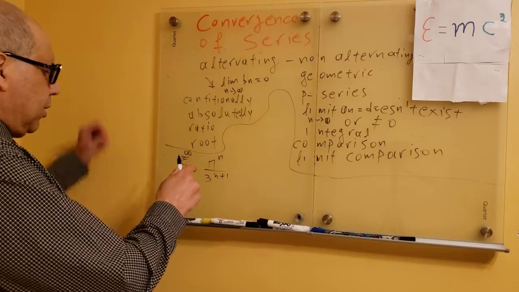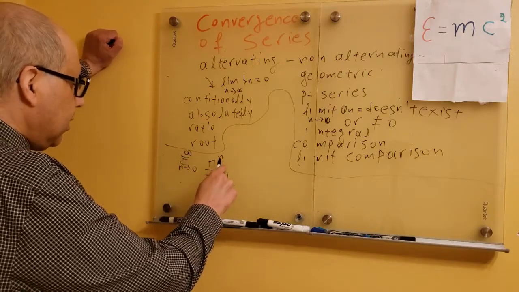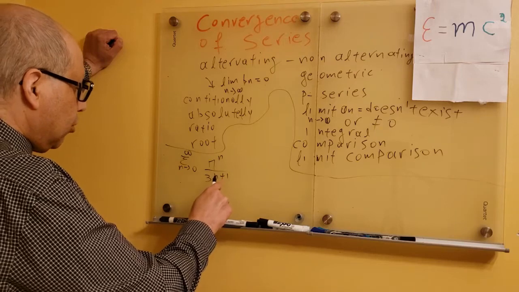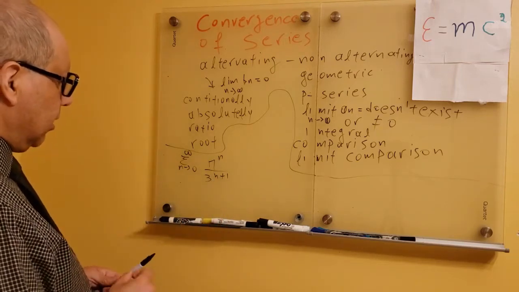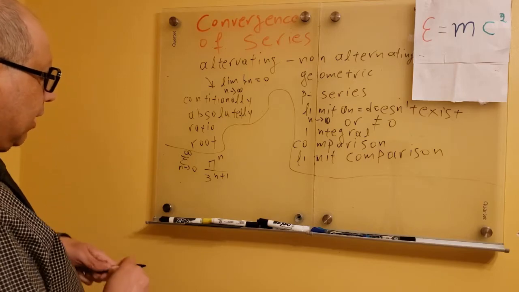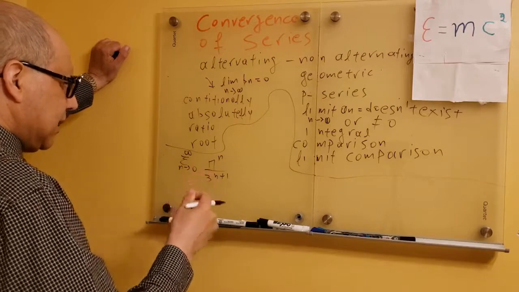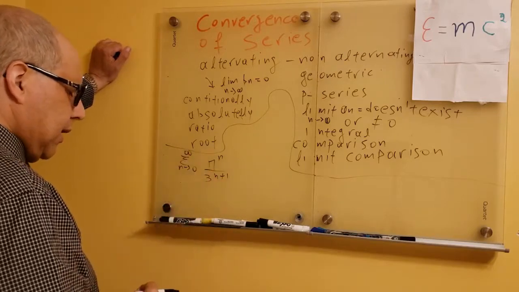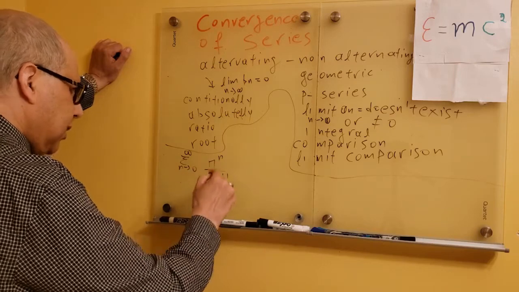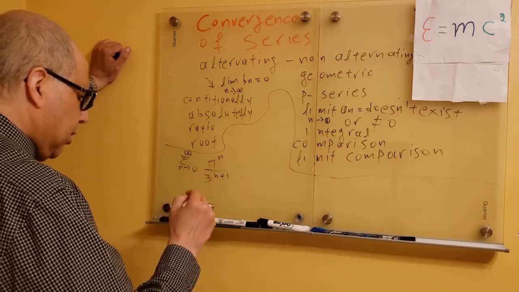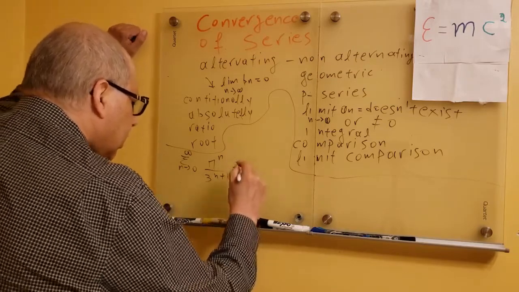So the first example is the series from 0 to infinity of pi to the n over 3 to the n plus 1. It's easy to see, since you have the n and the n here, and these are numbers, pi and 3, that most probably this is a geometric series. You just have to work a bit.